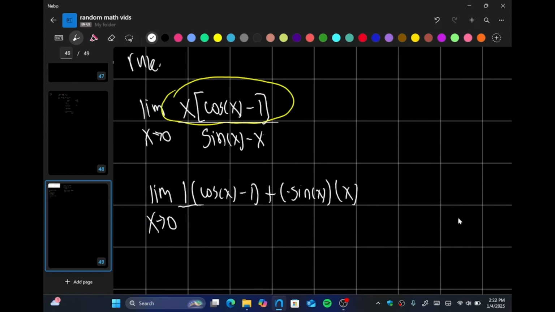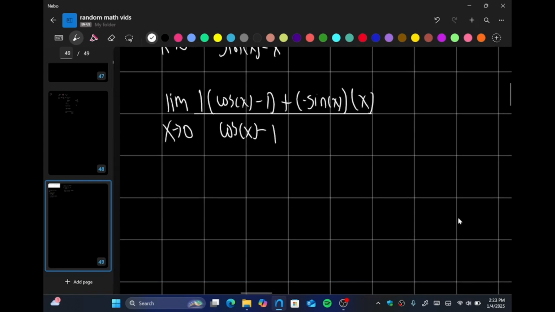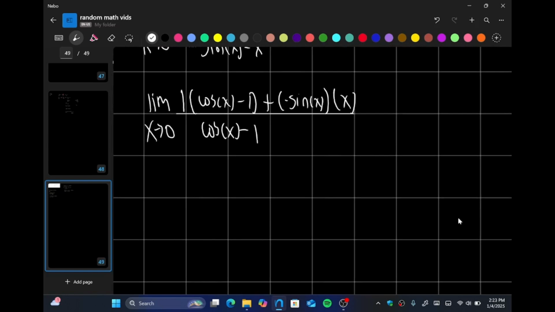And then on the bottom, we know the derivative of sine is cosine, and then the derivative of x is just 1. I like to write it this way, guys, just so we don't get confused into thinking that it's cosine of, like, all of x minus 1. Because, yeah, it's better to write it this way. So, let's go ahead and simplify this. We get the limit as x approaches 0 of cosine of x minus 1, minus x sine of x, over cosine x minus 1.